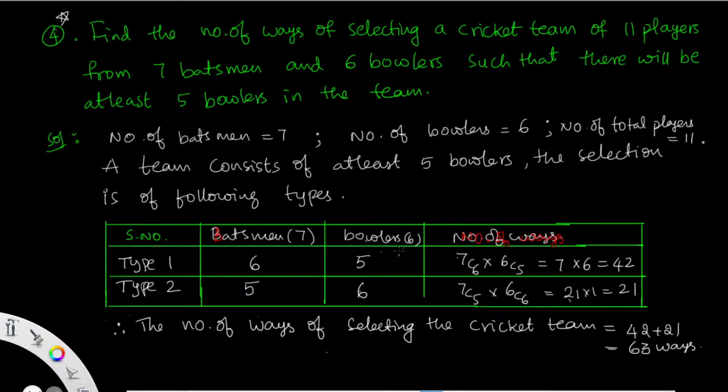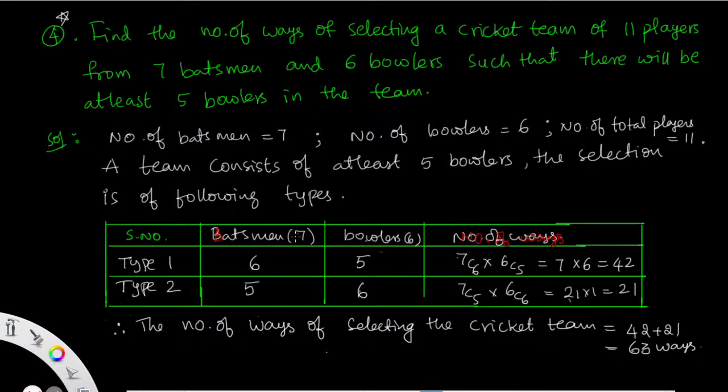Therefore, starting with 5 and maximum 6. If 5 bowlers are taken, then the selection of batsmen is 6. Why? Because the total becomes 11: 6 plus 5 is 11. And if 6 bowlers are taken, then you get 5 batsmen. The total is 11, so the total players in the team is 11. So it will be over.